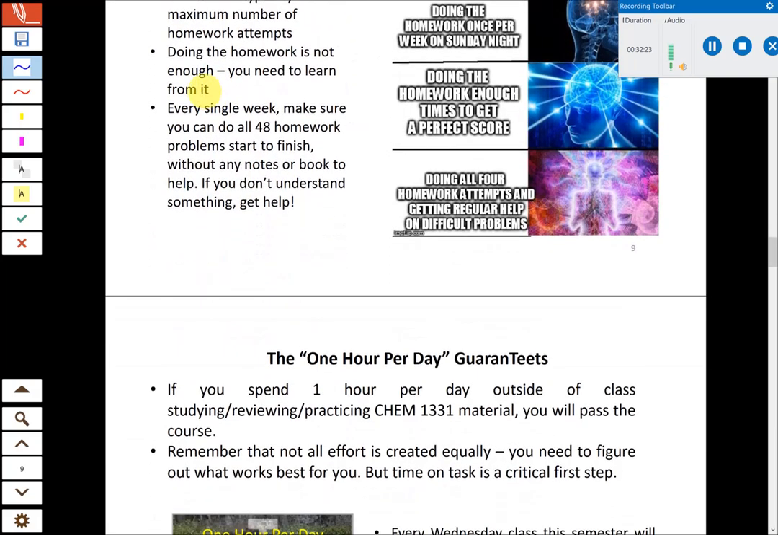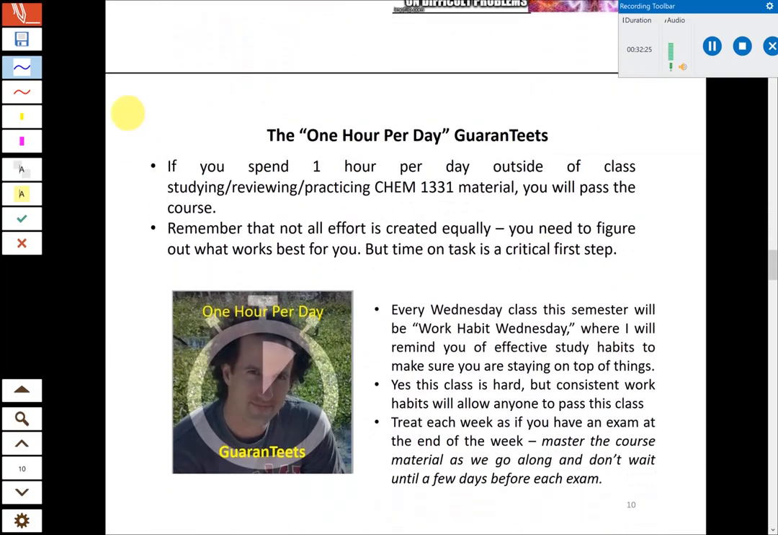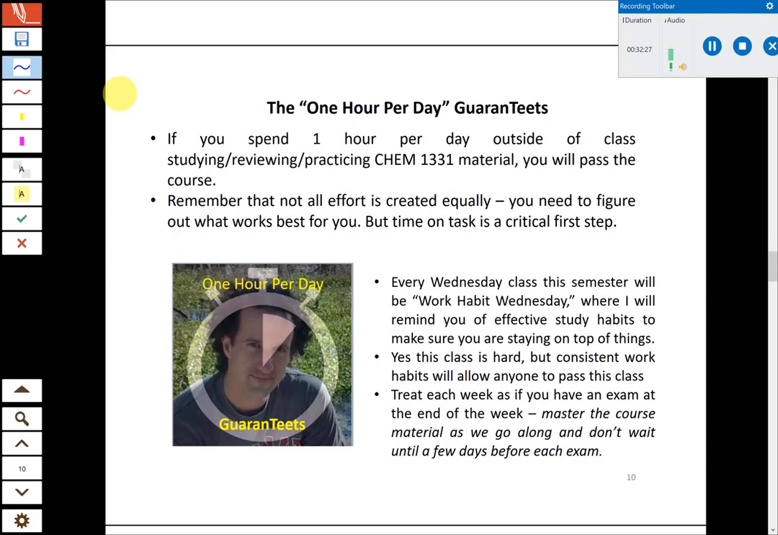All right, so to sort of put a little bit of a logo on this and a little bit of a slogan, if you will. What I want to call this semester is the 1 hour per day guarantee. So basically what I'm saying to you guys now, and I 100% believe this, it's not just marketing, this is my true belief: if you spend 1 hour per day outside of class doing something related to Chem 1331, so studying, reviewing, practice problems, whatever the case, I'll give you examples on the next slide of how that can work.